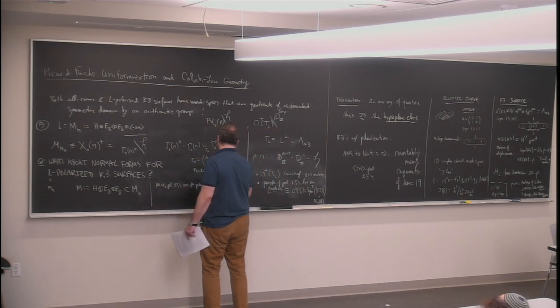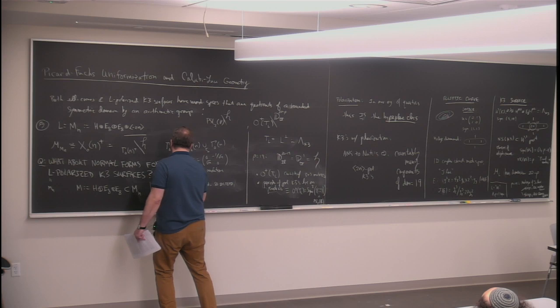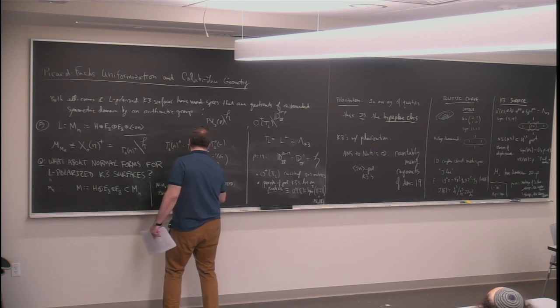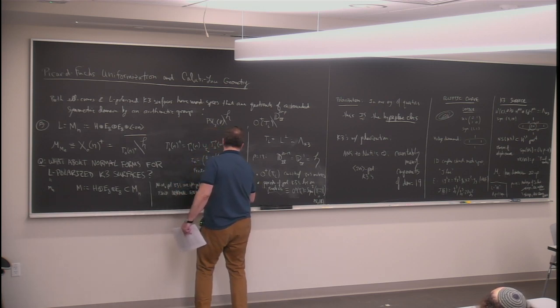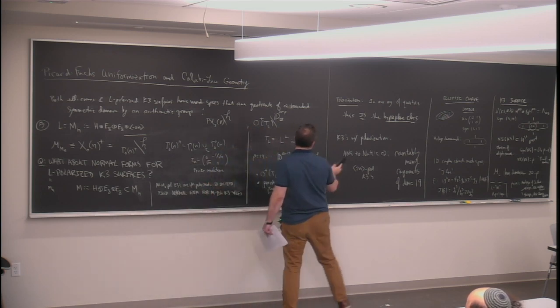So instead, find a normal form for M-polarized K3 surfaces. All right, so let's do that.